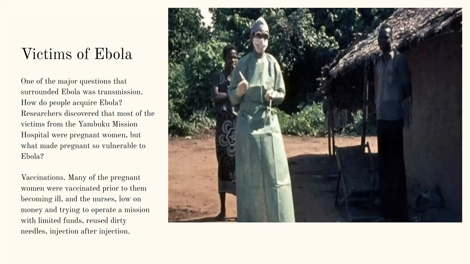One of the major questions that surrounded Ebola was, how did people get it? Well, once again, this mission did not have a lot of money and they did not have a lot of supplies. They had to basically do with what they had. So when people in the local villages would come by to get vaccinations, they would use the same needles. That's all they had. They didn't have the supply to throw away a needle every time they used it.